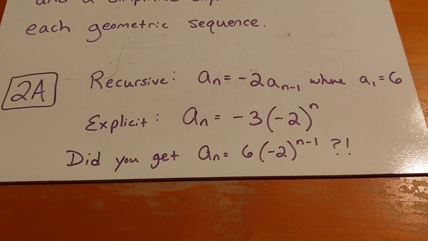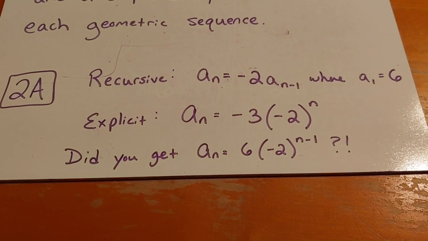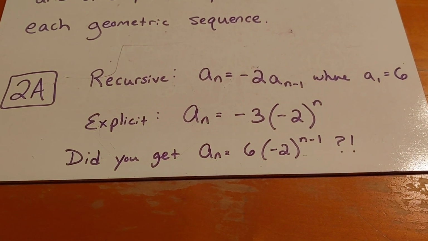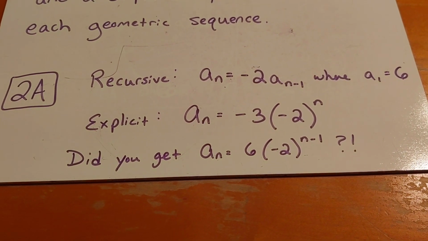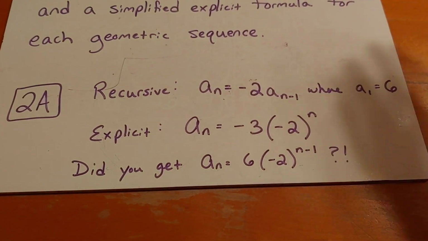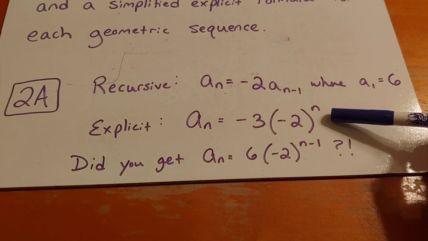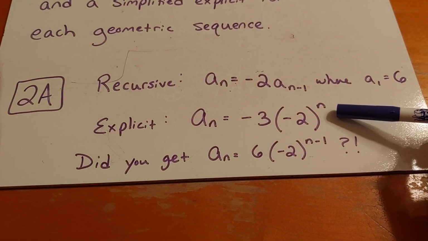Okay, here's the answer to problem 2a. Recursive formula: a sub n equals -2 times a sub n minus 1, where a sub 1 equals 6. The explicit formula answer is this one right here: a sub n equals 6 times the quantity of -2 to the n minus 1 power.